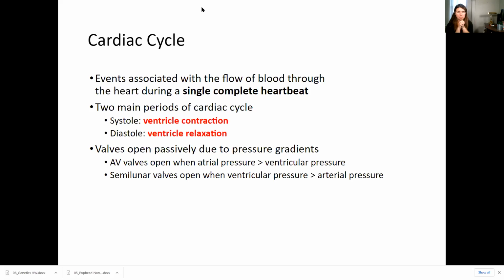When we're talking about the cardiac cycle, because there are a lot of things going on, the way we are going to define the phases really is dependent upon what's happening in the ventricles. So we're going to be thinking a lot about the ventricles.